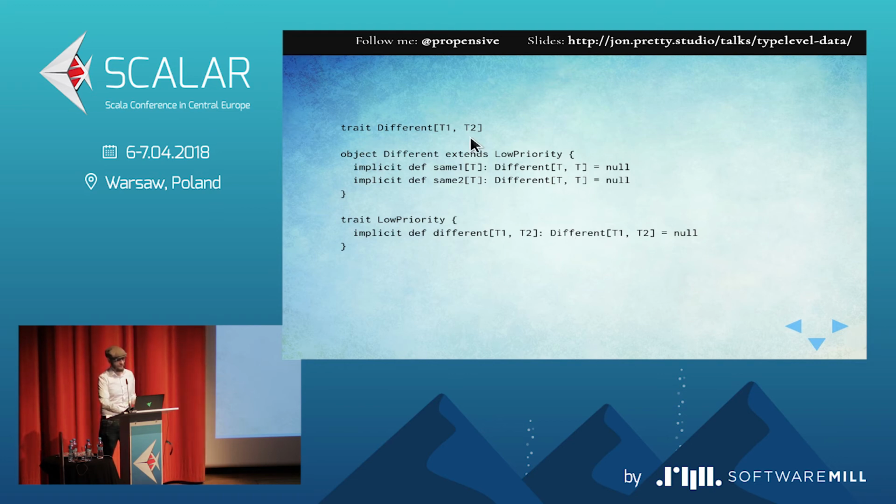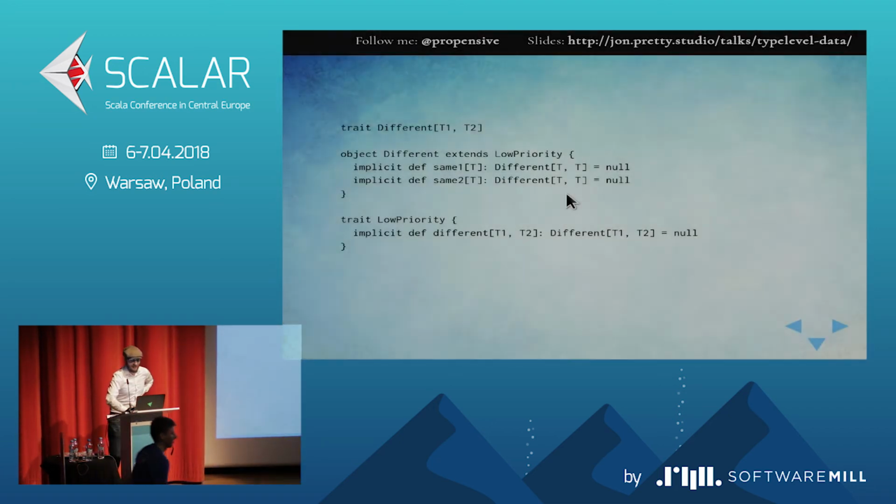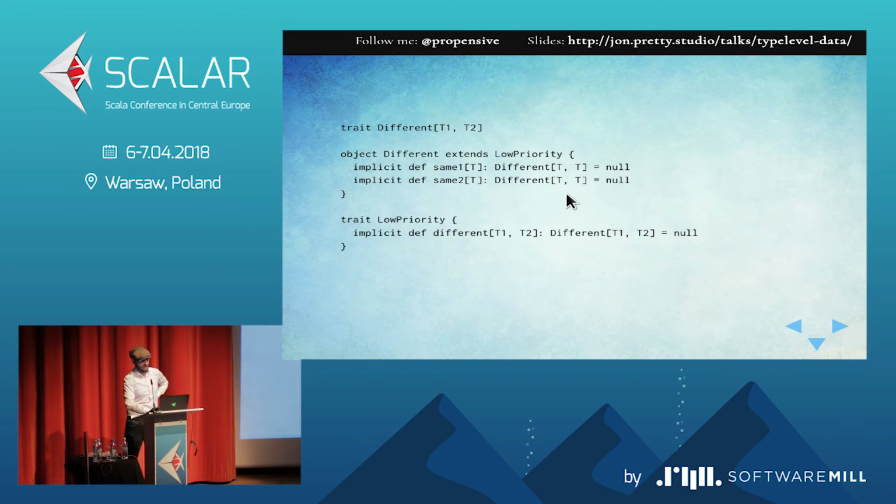So in this case, if T1 equals T2, these two will both match, and they will instantaneously be ambiguous, and we'll get a compile error, and it won't bother checking here. Whereas if T1 does not equal T2, then it will skip over these without even checking, and it will go straight to this one, which will always provide a result. So we only have a different instance if T1 does not equal T2.